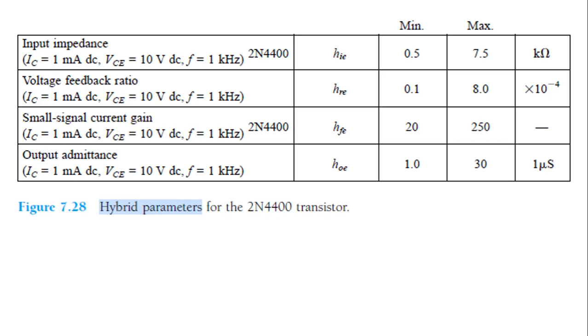And then I gave typical values for these different H parameters in a tabular form. Okay, just to have an idea about the typical values that these parameters can assume for a common emitter amplifier, common emitter BJT. And these are the values for the transistor number 2N4400.